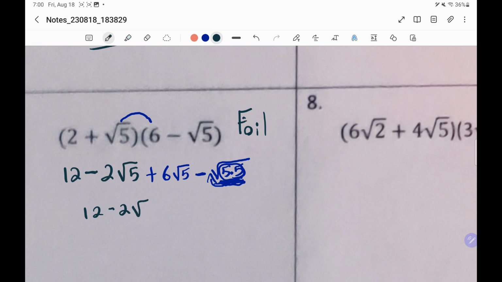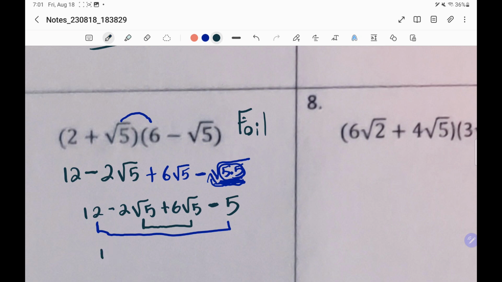minus 2 square root of 5 plus 6 square root of 5 minus 5. Now, as you can see, I can add those two together and I can combine the other two as well. But make sure you keep an eye on the signs. For example, I have 12 minus 5, or 12 and negative 5, right? If you want to look at it that way. So that's going to give me what? A positive 7. They're subtracting to each other, right? There we go. Positive 7.